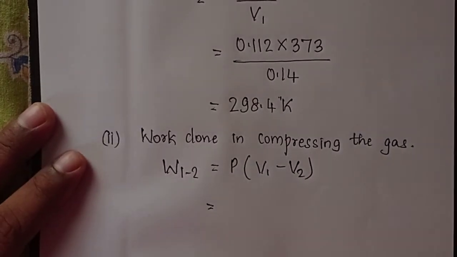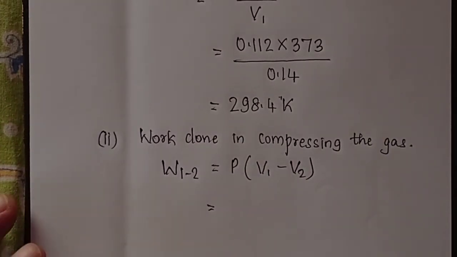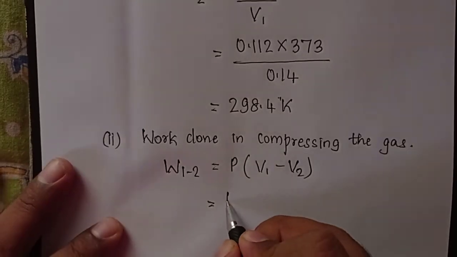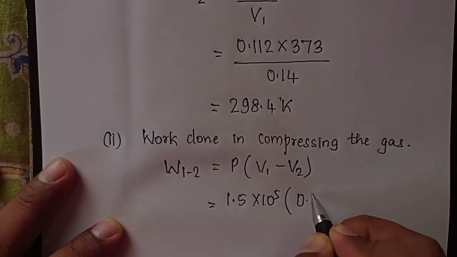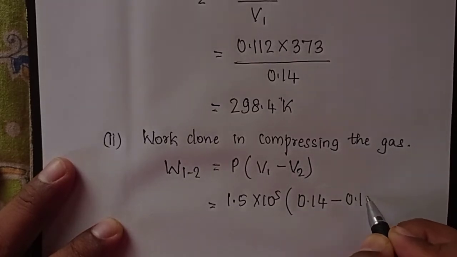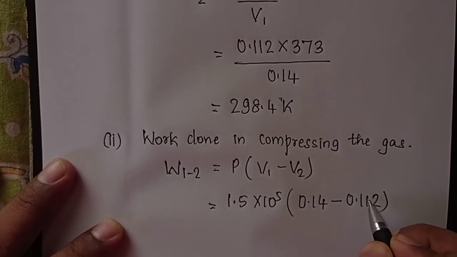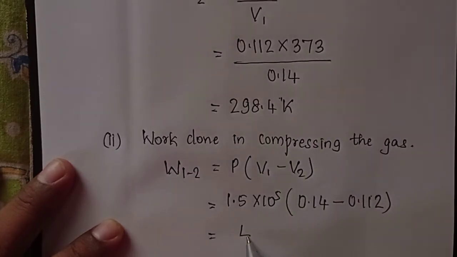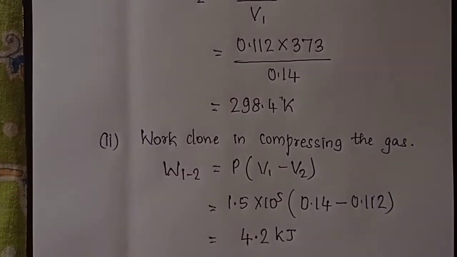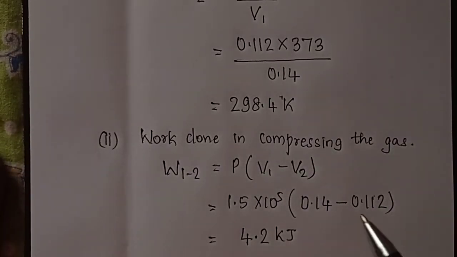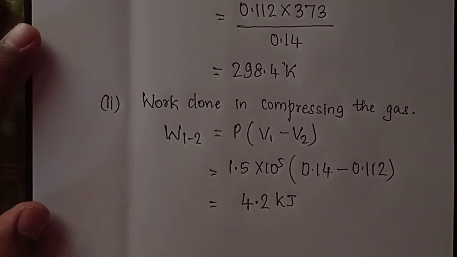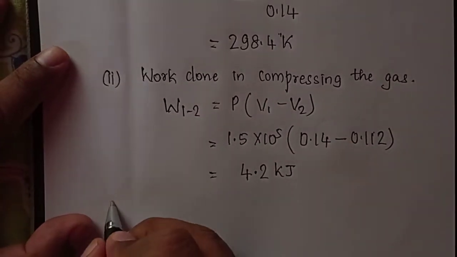P into V1 minus V2 will fetch me the answer of work in compressing the gas, that is 1.5 into 10 to the power 5 into V1 is 0.14 minus 0.112. So you get the answer as 4.2 kilojoules. So you can write P into V2 minus V1 and the answer will be negative because you are compressing the gas. Instead of that, it is written as P into V1 minus V2. Both are correct.